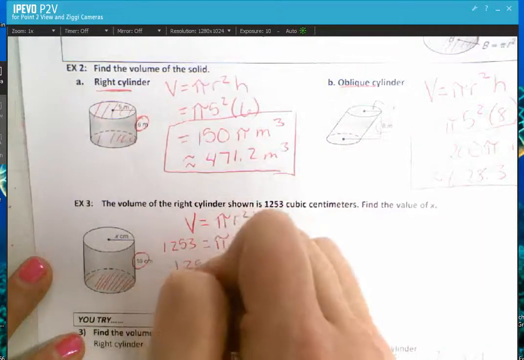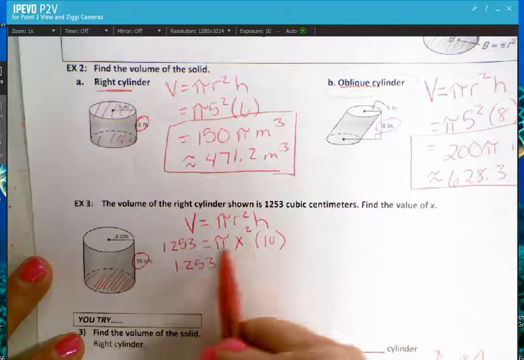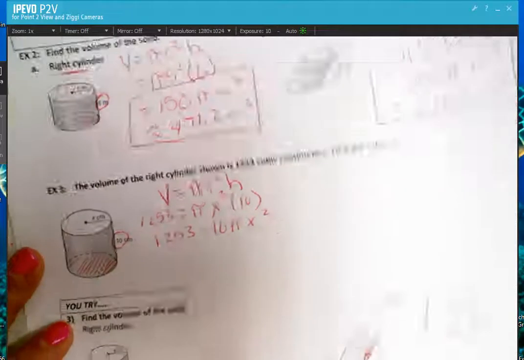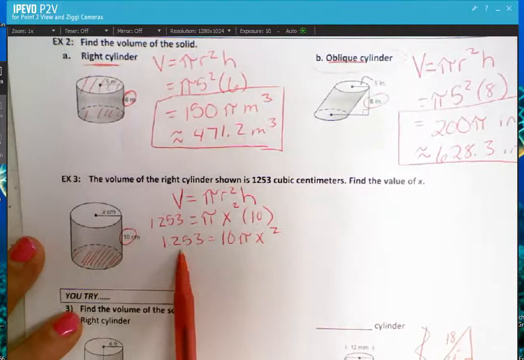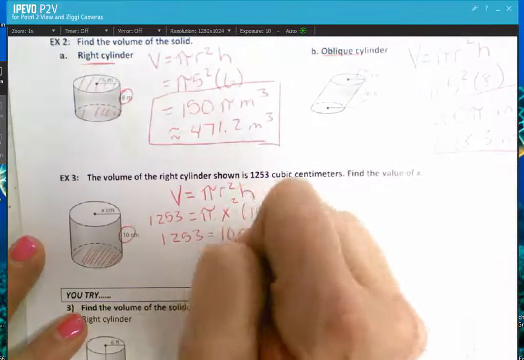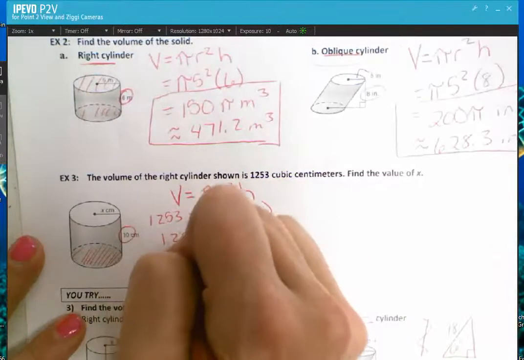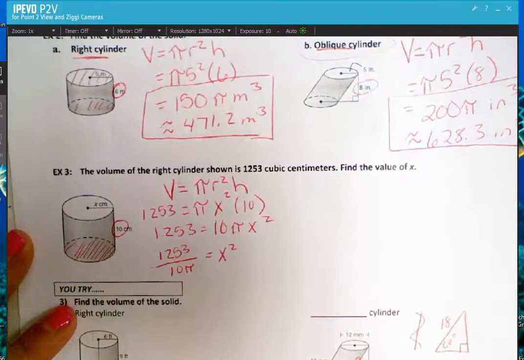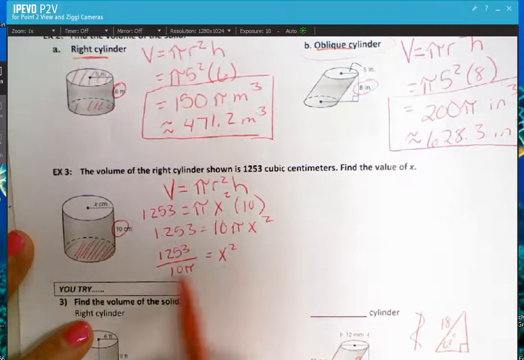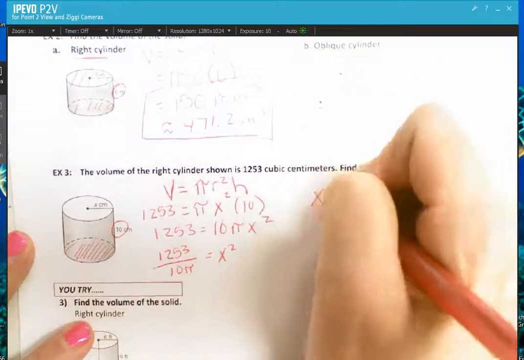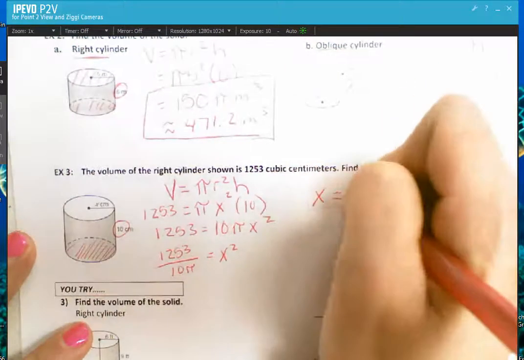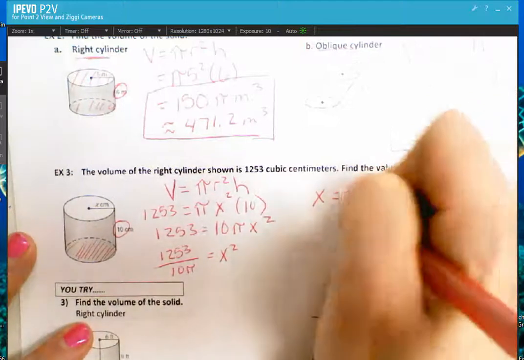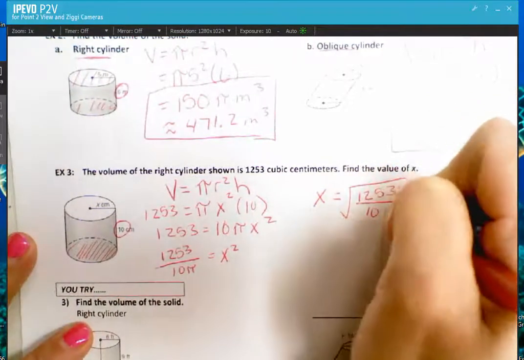1253 equals 10 times pi, so I'm going to put 10 pi x squared. I need to divide both sides by 10 pi, so I get x squared equals 1253 over 10 pi. We don't approximate until the very end. So I'm going to take the square root of both sides, so x is equal to, technically plus or minus, but minus doesn't make any sense, the square root of 1253 divided by 10 pi.